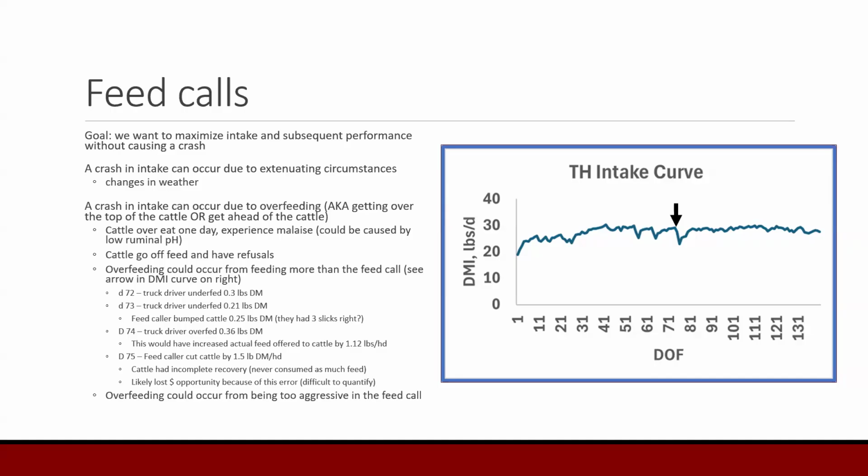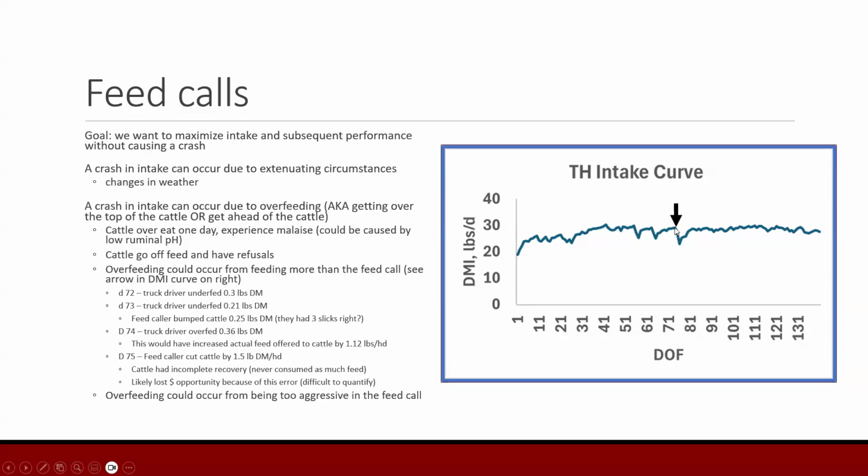So cattle overeat on one day, they experience malaise, so that could be caused by low ruminal pH. That feeling of sickness makes them not eat as much the next day. So you have cattle go off feed, leave refusals. Okay. So overfeeding could occur from feeding more than the feed call. Maybe you as a feed caller are doing right, but that feed truck delivery guy messed up and actually delivered 100 pounds more feed than what he was supposed to. And instead of getting out of the truck and scooping it back into the feed truck, he just leaves it in the bunk. Okay. So this is what we saw here in this intake curve.